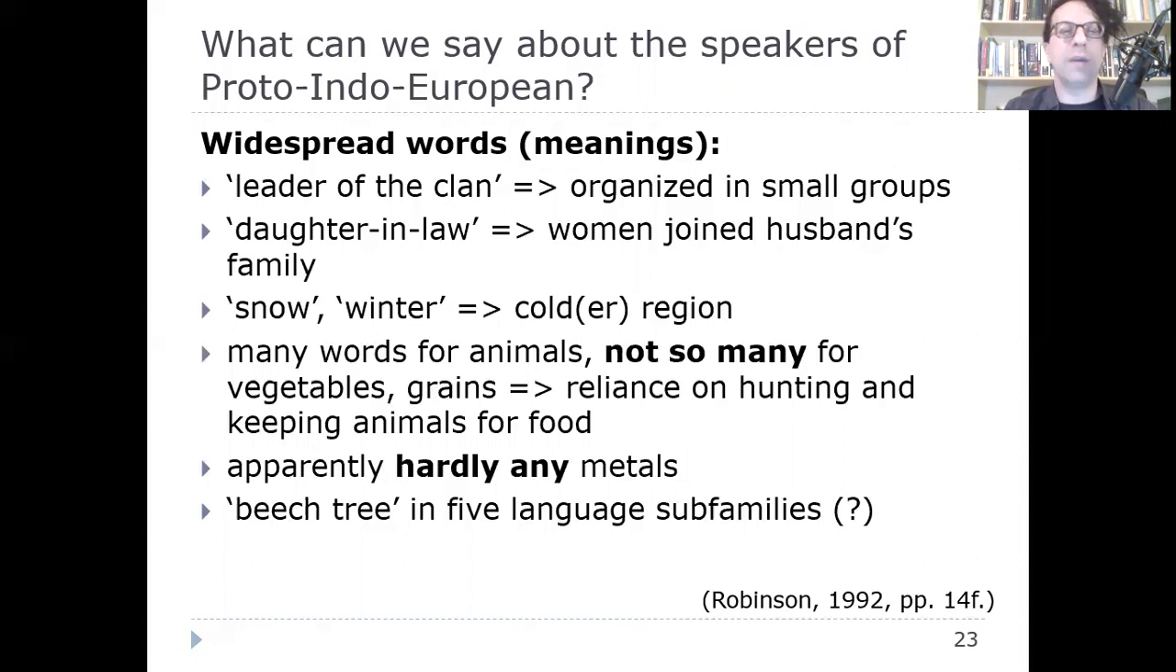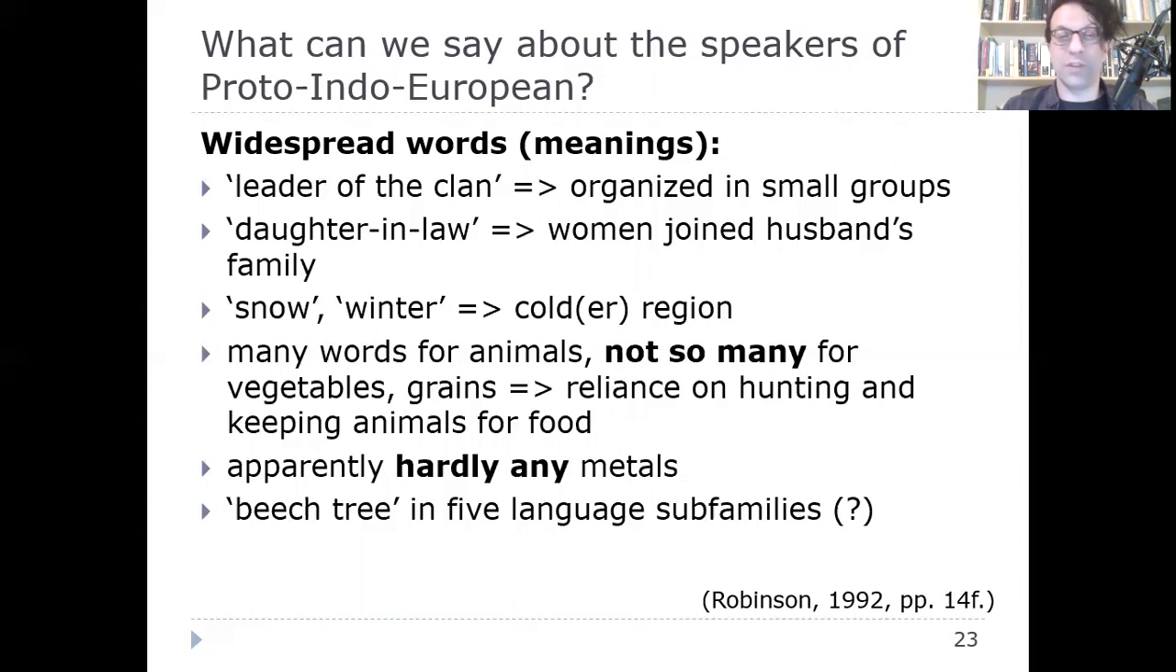We find that these languages have a word for daughter-in-law in common. They don't have a word for son-in-law in common. So why is the daughter-in-law so important? From this, we can gather that probably it was the women who joined their husband's family after marriage and became part of the husband's family, so that people would relate to their daughter-in-law a lot more than to their son-in-law.